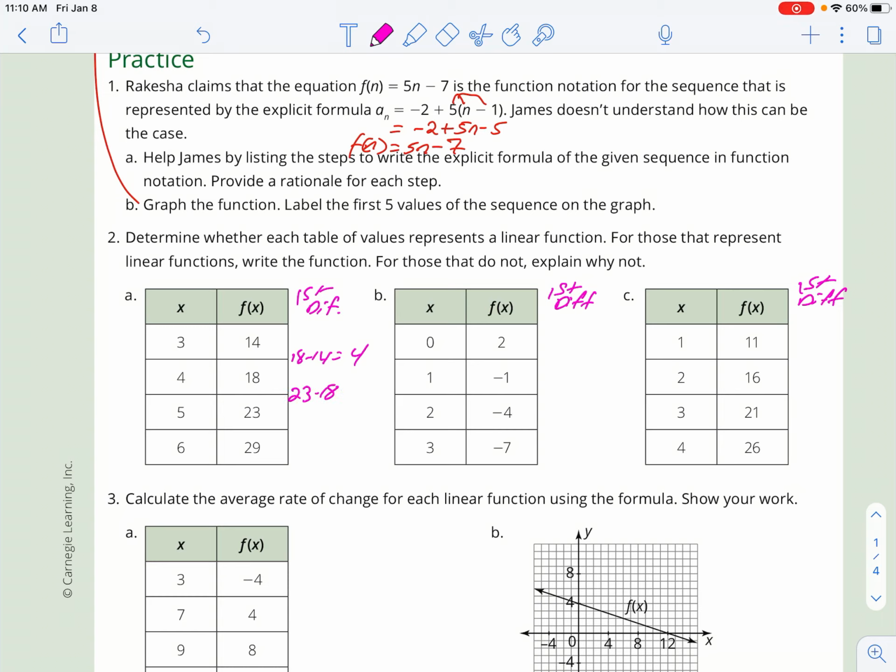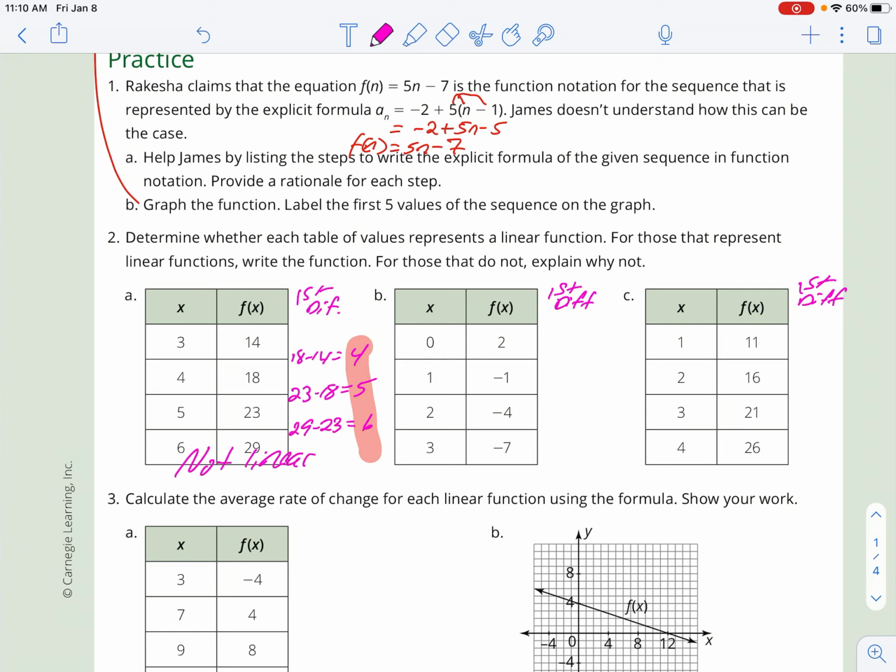And right here, we can say no. So this is not linear because I don't have it being consistent, okay? That needs to be the same number throughout, and it's not the same constant value. So letter A is no.